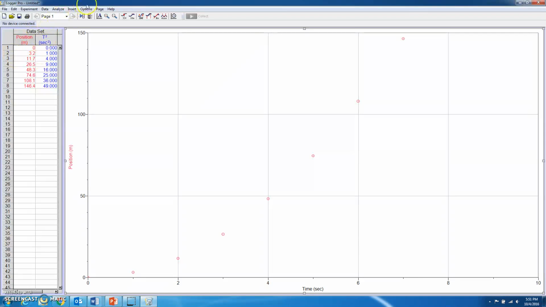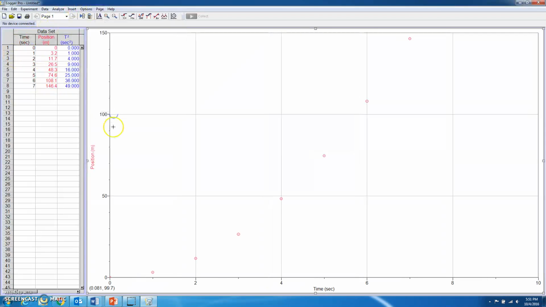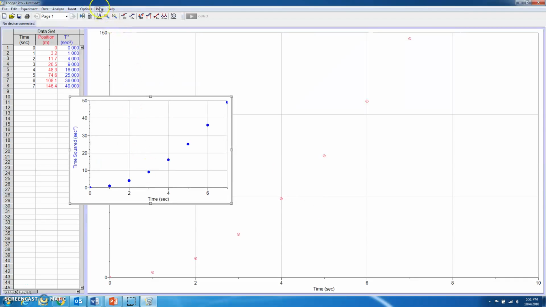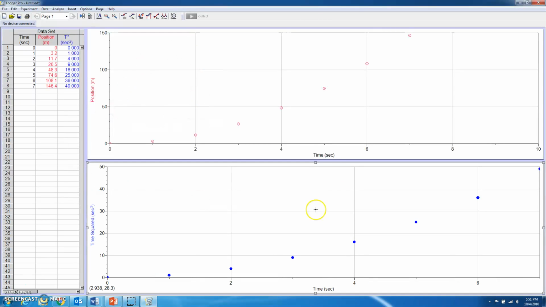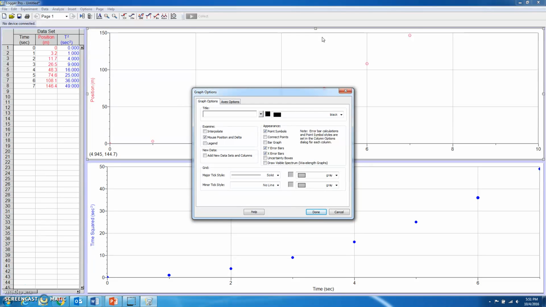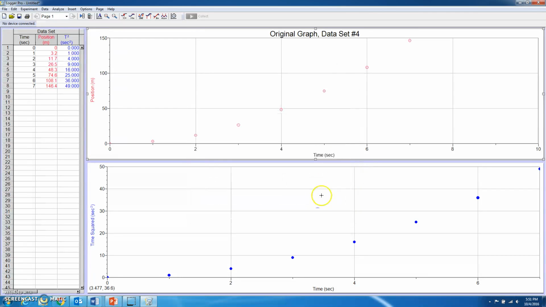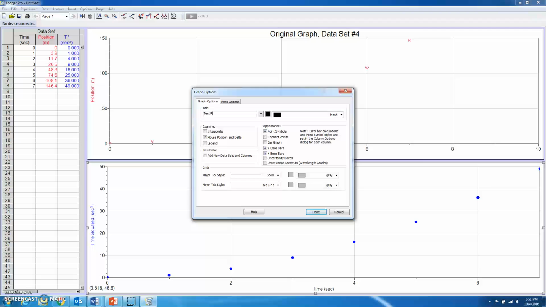To see the whole data set, we're going to go Page, Auto Arrange. And then we're going to make a new graph, so Insert Graph, and we go Page, Auto Arrange one more time so I can see all the graphs. I'm going to title this my original graph, so this is going to be original graph for data set number 4 from the worksheet. This is called the test plot, also known as the linearized graph for data set number 4.